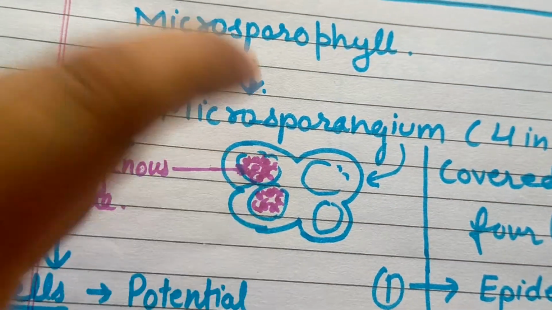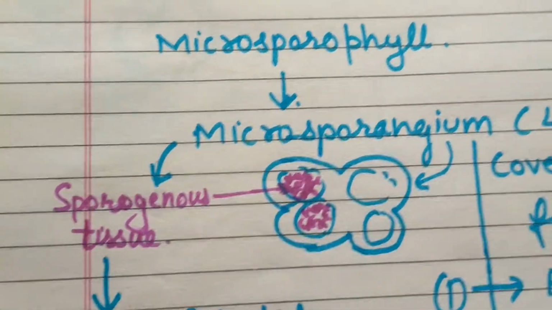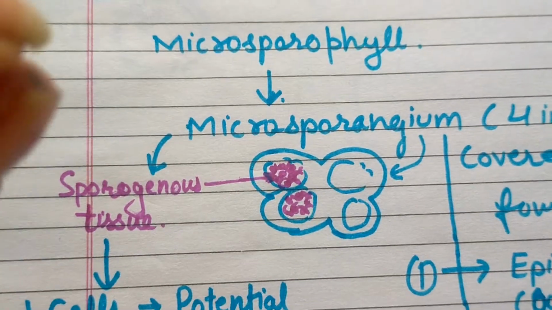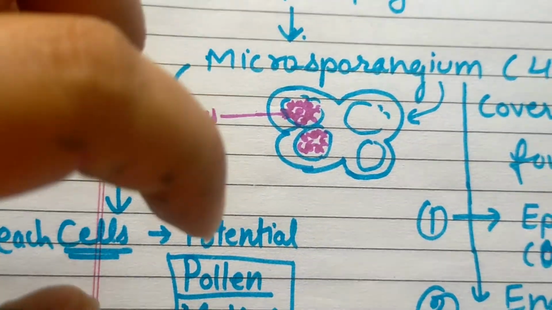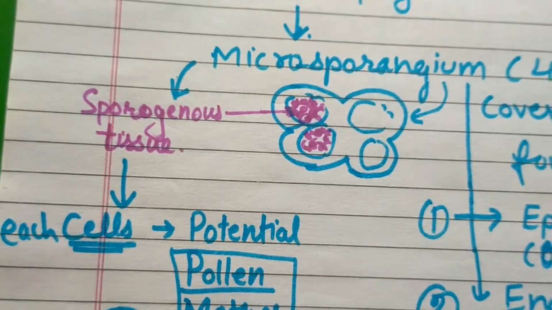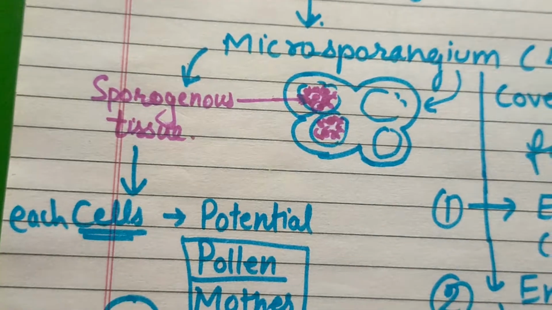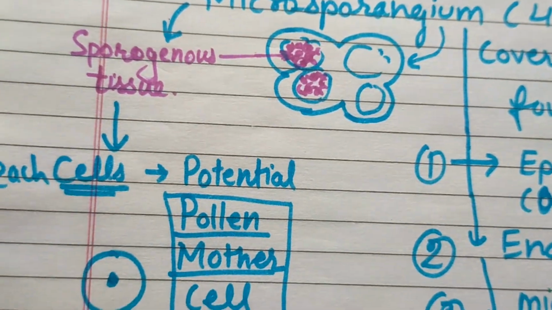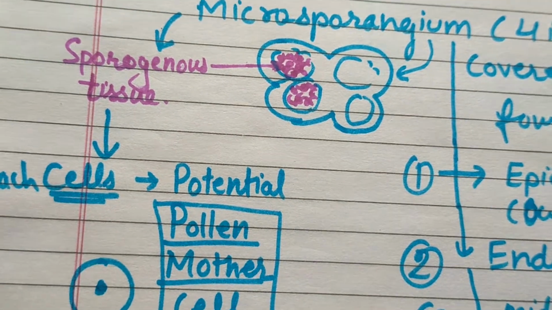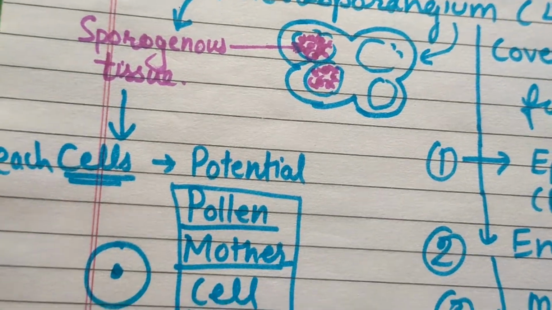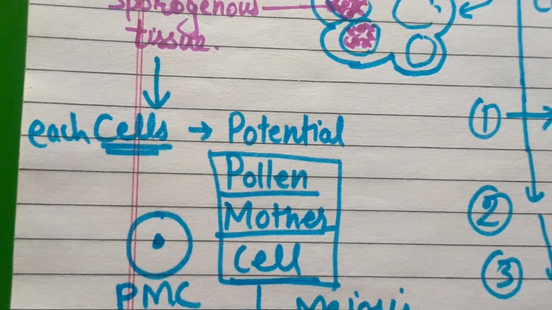So what happens to this sporogenous tissue? Each and every cell of this sporogenous tissue is a potential pollen mother cell. Potential pollen mother cell, what does it mean? It means that each cell of the sporogenous tissue has the power to make pollen grain. Okay, so pollen mother cell, PMC.